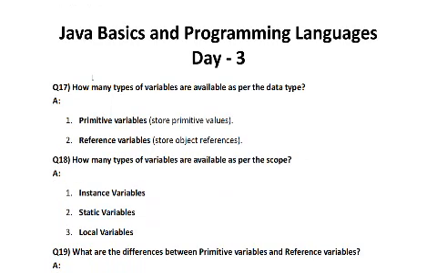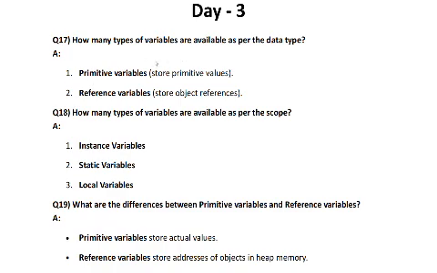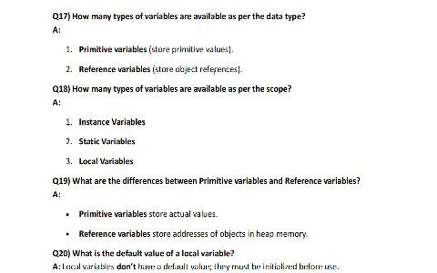Next, coming to the 17th question, how many types of variables are available as per the data type? Variables are available in two types. First one is primitive variables and second is reference variables. Primitive variables store primitive values, but reference variables store object references. These are the differences between a primitive and a reference variable.